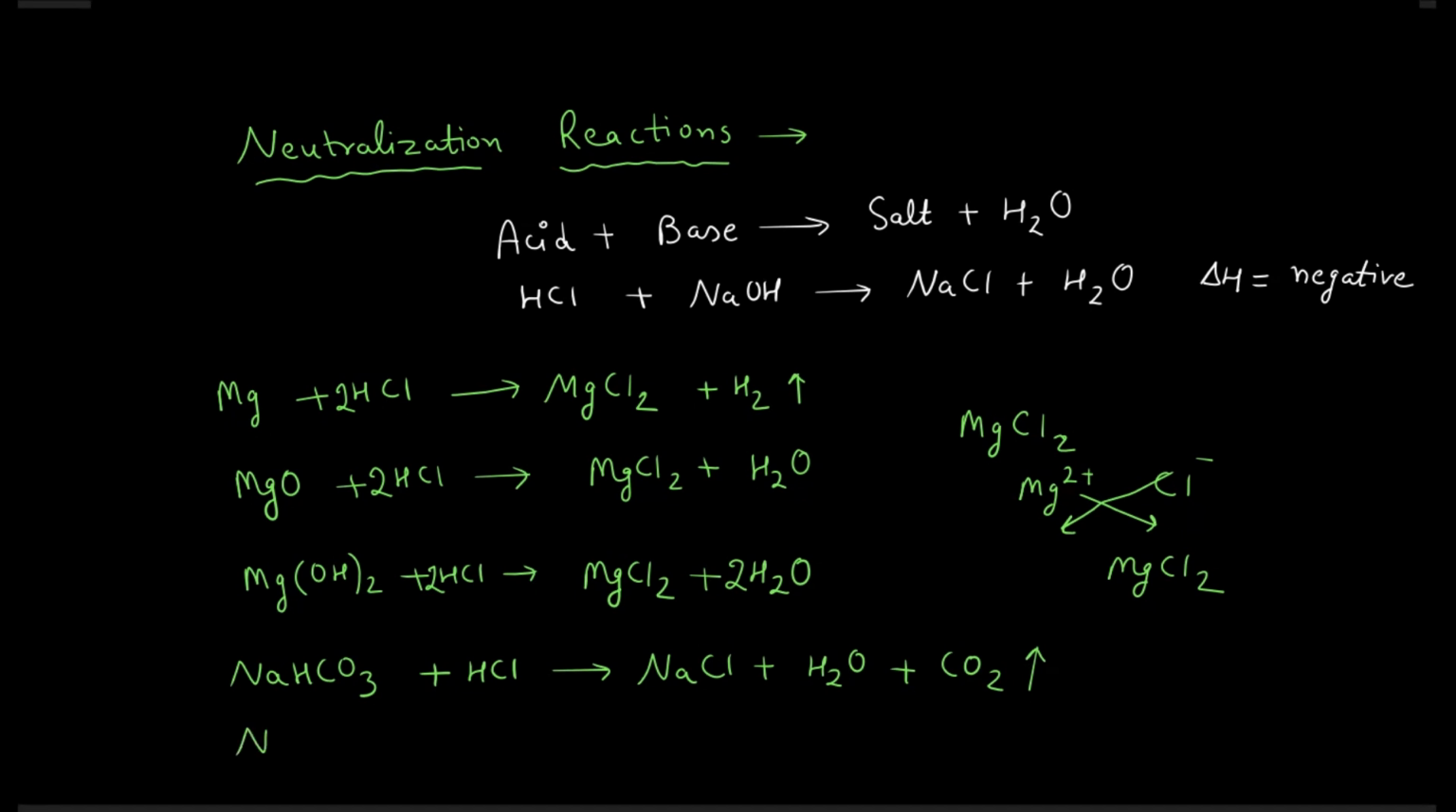Another reaction, of sodium carbonate, Na2CO3, with HCl gives sodium chloride, water, and CO2 gas. We balance the equation. We put 2 sodium chloride and 2 HCl. Now it is balanced. So all these reactions are neutralization reactions.